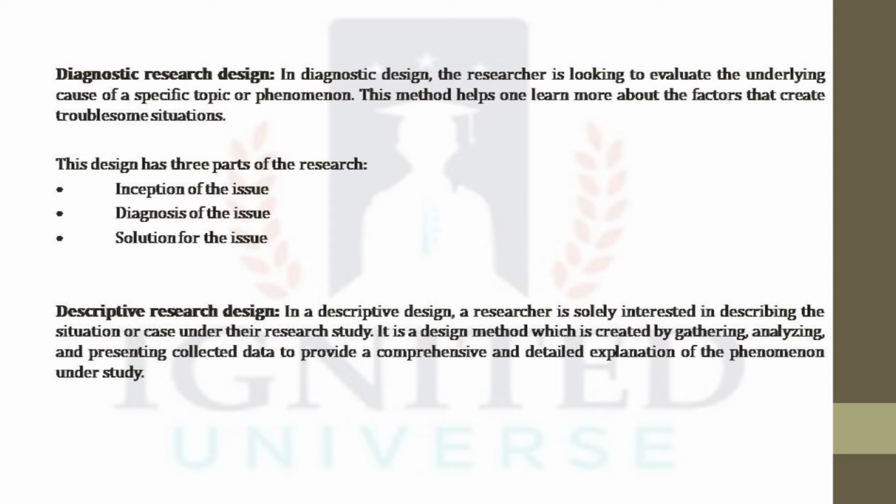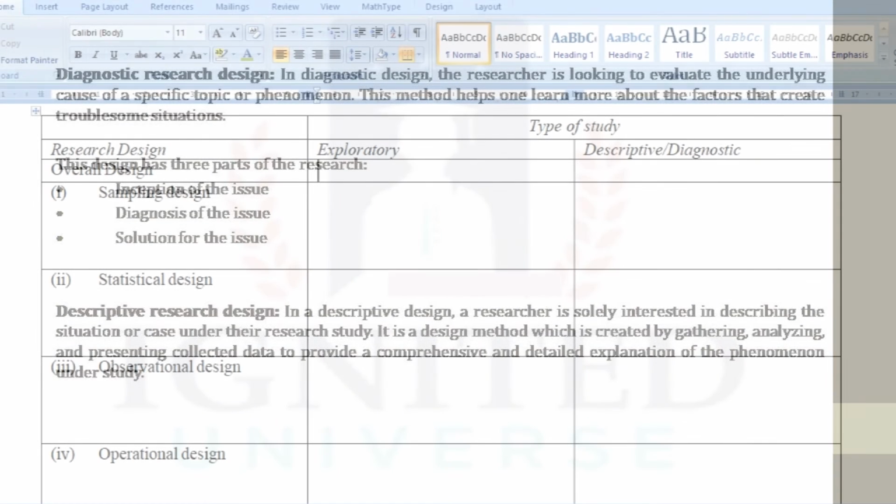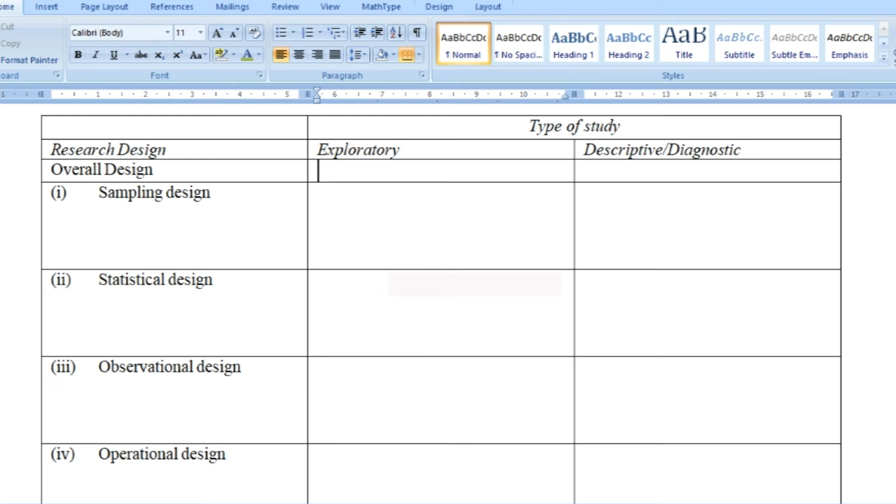In a descriptive design, a researcher is solely interested in describing the situation or case under their research study. It is a design which is created by gathering, analyzing, and presenting collected data to provide a comprehensive and detailed explanation of the phenomenon under study. So, the difference between exploratory and descriptive or diagnostic types is basically as follows.